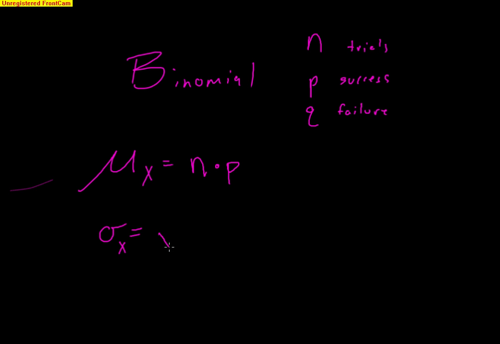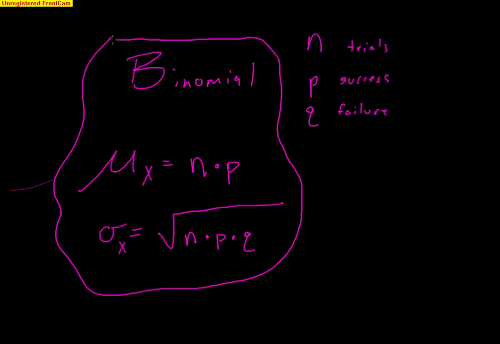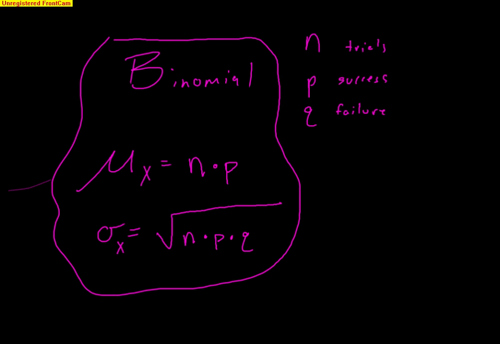Standard deviation is a little bit trickier, but still not very hard. It's the square root of n times p times q. It's that easy. This right here is huge. This is the expected average in the long run of successes and the expected standard deviation of those expected values. So it's n times p and the square root of npq.